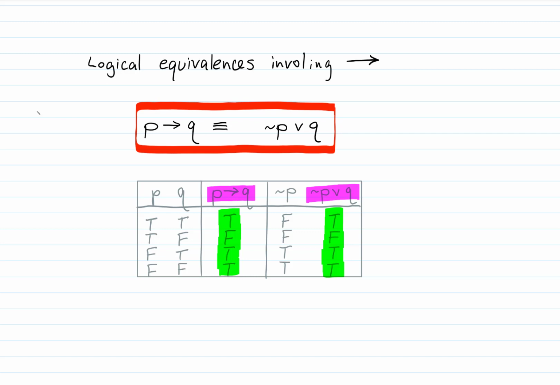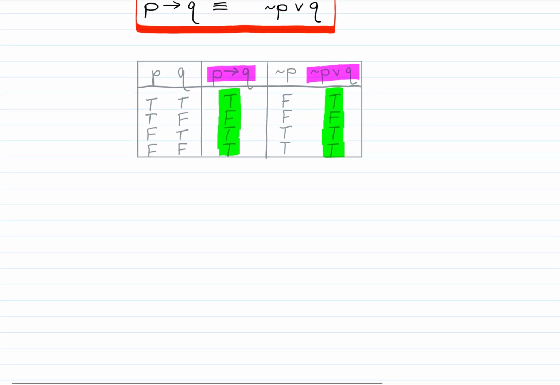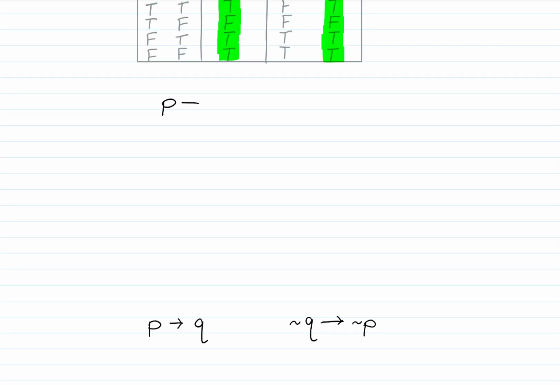Now, here's one that people don't always get right. This one's not going to be a logical equivalent. It's going to be a logical inequivalent. If we have P implies Q, okay, and then we end up with not P, does that imply not Q? In other words, are those two equivalent? That's the question.